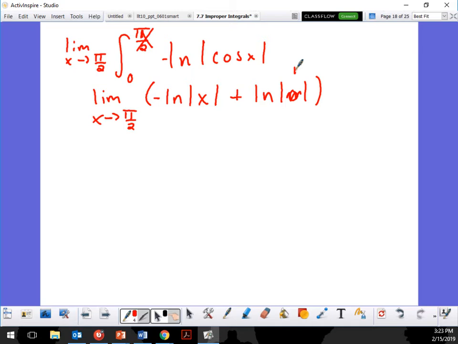Okay. So we can add together these two natural logs, and there's a beautiful natural log property that says I can have the products of their inputs. So I can really just evaluate the natural log of, since this is a negative sign, I could have x to the negative 1 power. I can multiply my x and my 1 together, and this is just the natural log of 1 over x as x approaches pi over 2.